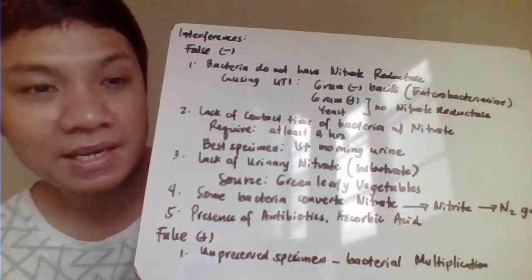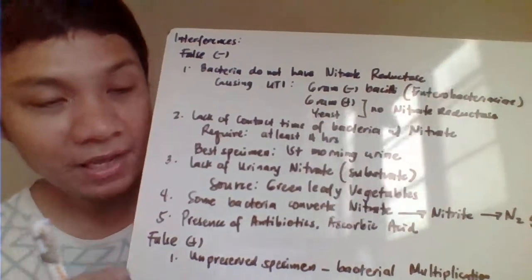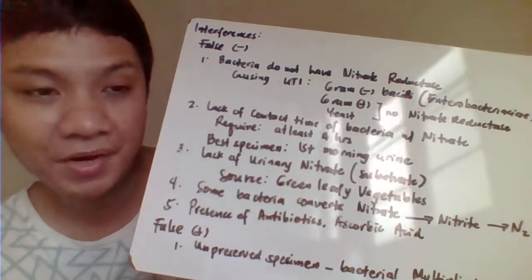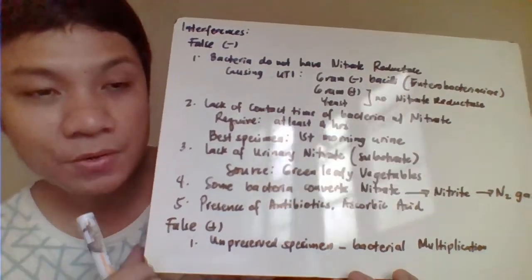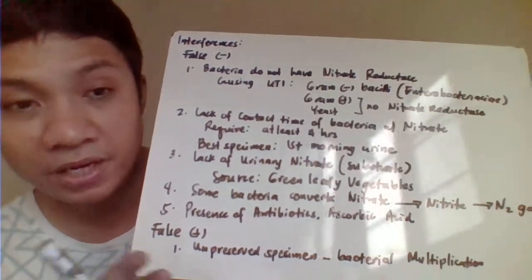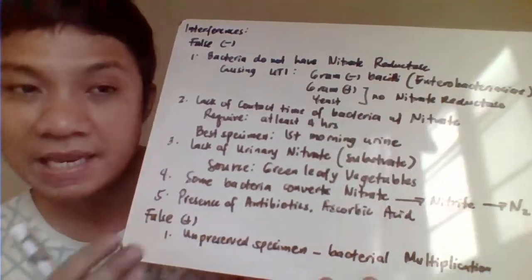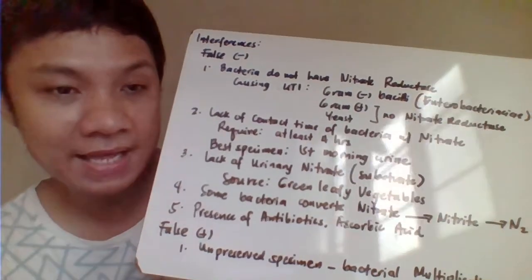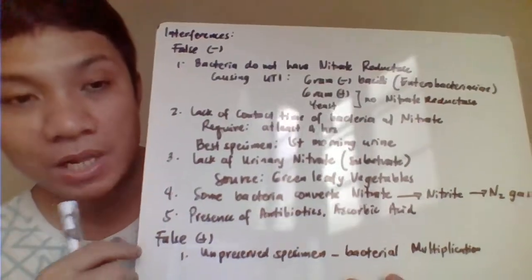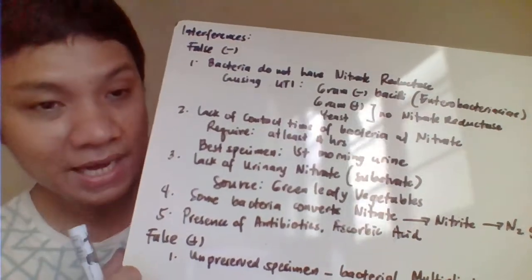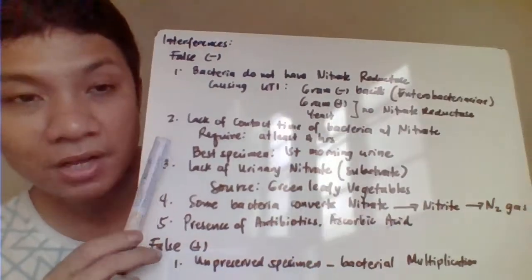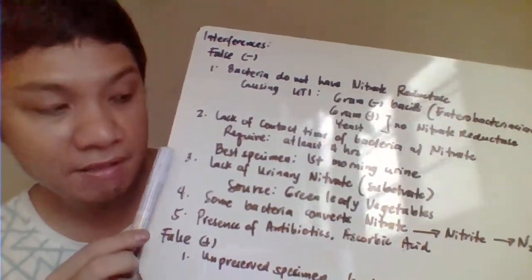So if bacteria are found in the bladder, upon contact with the urine, there is enough time for it to convert your nitrate to your nitrite to give a positive result. Because even if you have the enzyme or even if you have urinary nitrate, pag wala siyang enough time to convert your nitrate to the nitrite, hindi siya makakonvert to your nitrite. And remember, your test pad will react only to the presence of your nitrite. So therefore, pag hindi enough ang contact time, it will give you a false negative result.